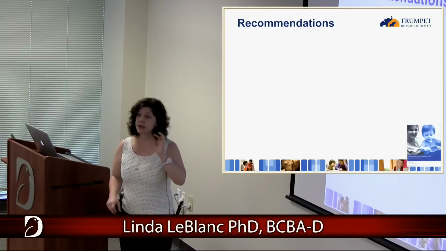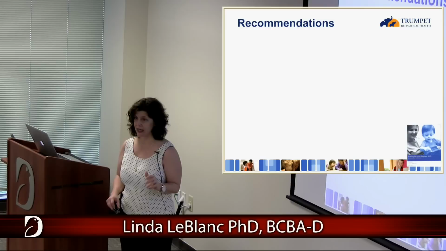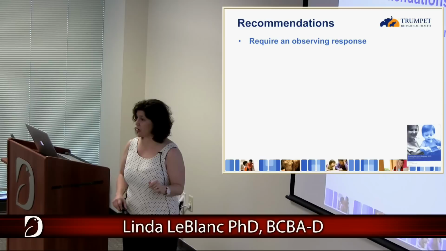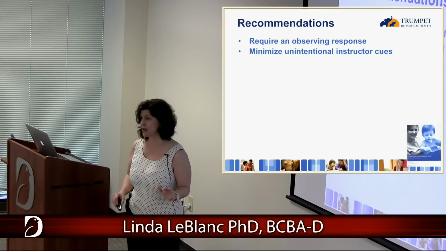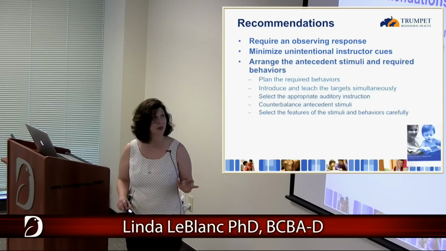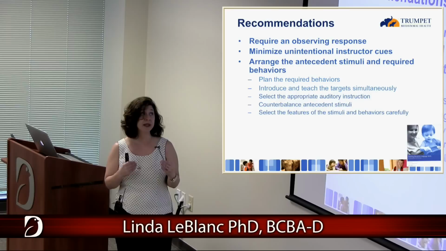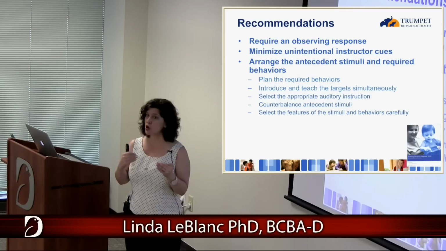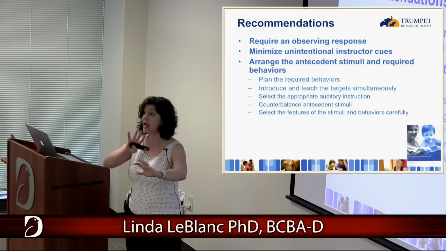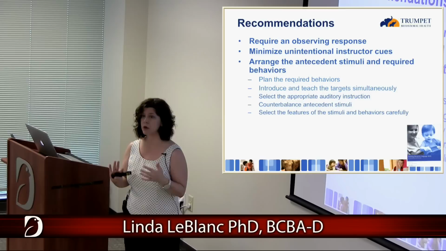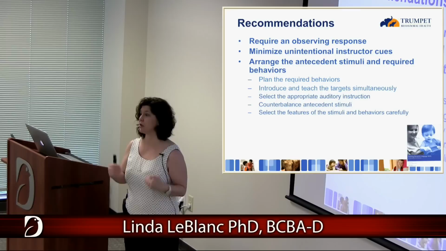Okay, so we're going to talk about 5 best practice recommendations. The first is to require an observing response. The second is to minimize those unintentional instructor cues. Remember, if it can go wrong, it will, or it already has. The third is the most complicated, but that's about arranging those antecedent stimuli and the required behaviors. If you're doing something like instruction following, arrange them very carefully. So we will talk in detail about all of the things that you might do to ensure that you are arranging your antecedents in order to establish the right stimulus control.